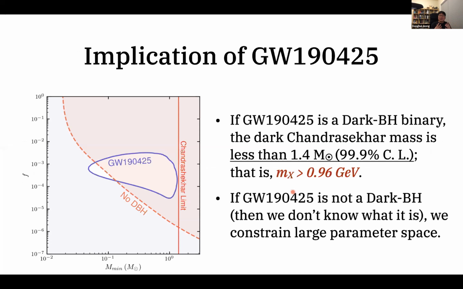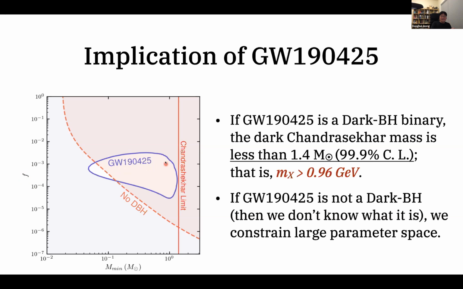Okay, and then we take this result and try to reinterpret the gravitational wave event GW190425 by using this new framework. Of course, GW190425 doesn't have to be a dark black hole. If this particular event is not a dark black hole, then we have constrained the parameter space in this minimum mass of black hole, that is basically given by the opacity limit and the fraction of dark matter black holes within dark matter.